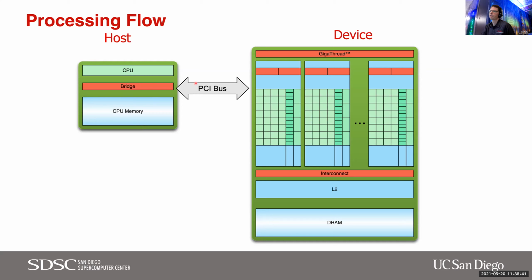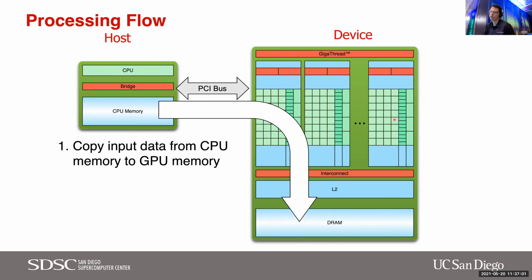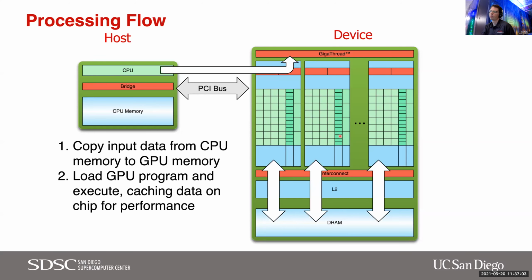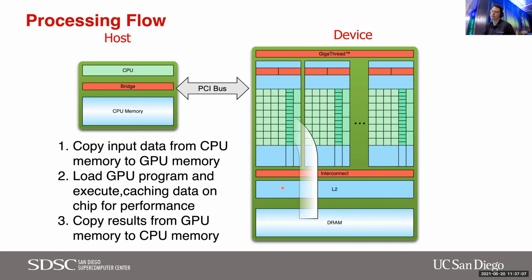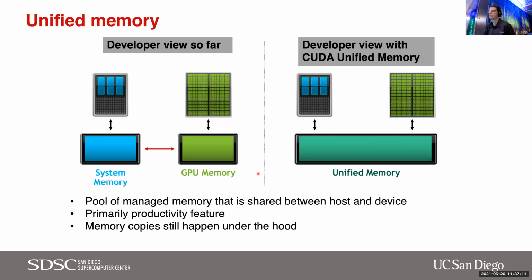You have your CPU, it's connected via a PCI bus or some other interconnect to the GPU. You have to be aware that transferring data from here to here is relatively slow. And that's the device, that's your GPU with all these multiprocessors on there that I talked about before. And so you copy data from the CPU to the GPU, and then you run your program on the GPU, and then you copy the results back. Okay, so that's basically what you have to do.